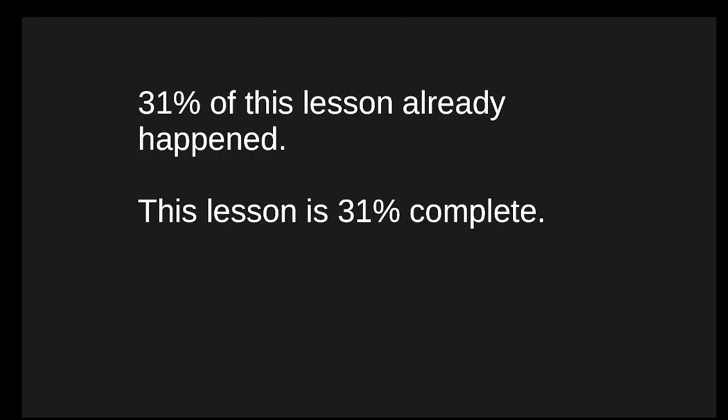Now let's try an entire sentence. 31% of this lesson already happened. That's mostly okay, but the beginning of the sentence is a number. That's very awkward, and sometimes that's not allowed. Depends upon the context. Okay, let's try again. This lesson is 31% complete.